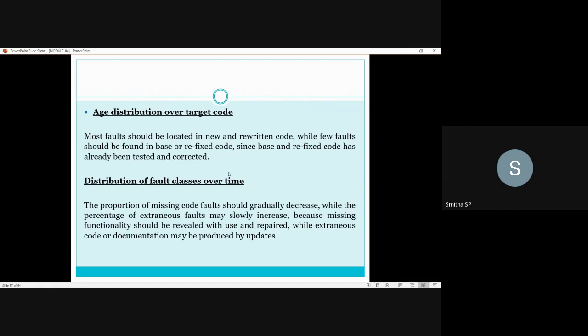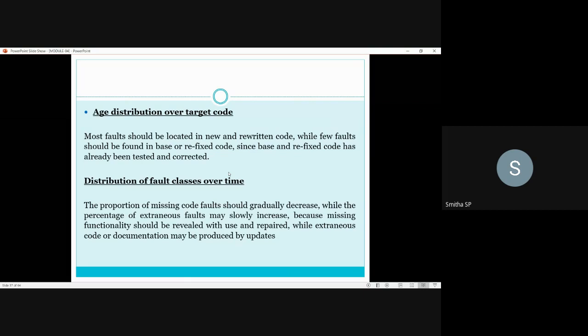And next thing is age distribution over target code. Here we'll be speaking about where the code, where the fault is exactly located. In the new code and the rewritten code, most of the faults will be located, while you can see few faults in the base code or in the refixed code. Why? Because the base code or the refixed code, you have already tested it and you have corrected it. Okay, so that's why you are able to see very few faults in this base code or the refixed code.